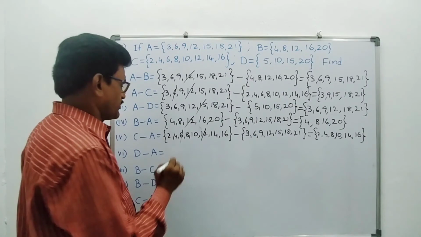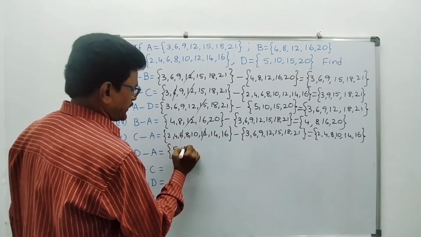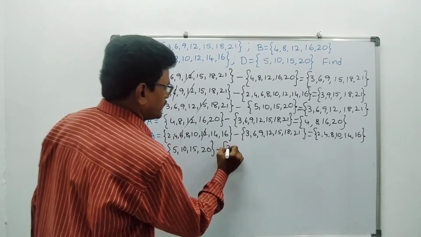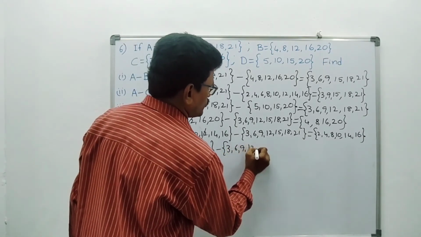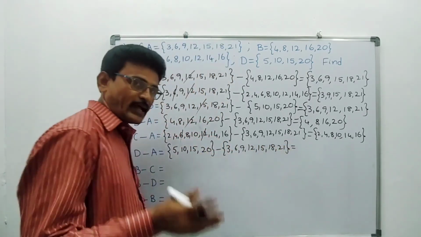Now D minus A. First write down the elements of D. What are D? 5, 10, 15, 20. Minus now A. 3, 6, 9, 12, 15, 18, 21. Students, we can do it in another way also.